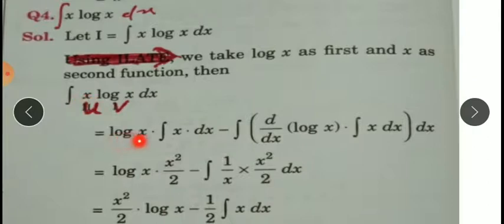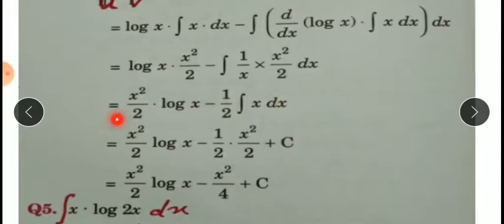First function, integration of second function, minus integration of differentiation of first function, integration of second. This is log x, integration of x is x square by 2, minus integration of d/dx of log x is 1 upon x, integration of x is x square by 2. Hence we are getting x square by 2 log x minus 1 upon 2 integration of x. x square divided by x means that is only x, and integration of x is x square by 2, so this is our required integration.